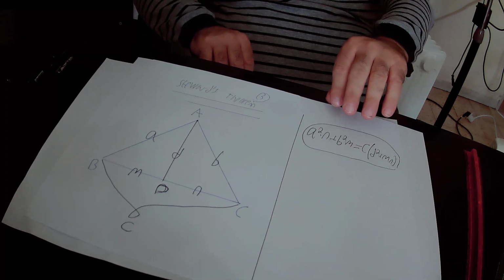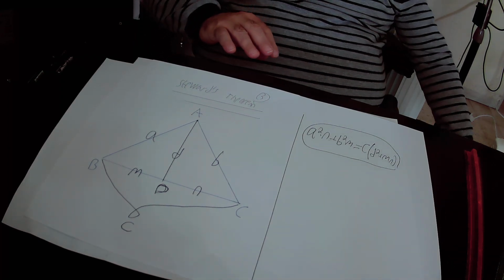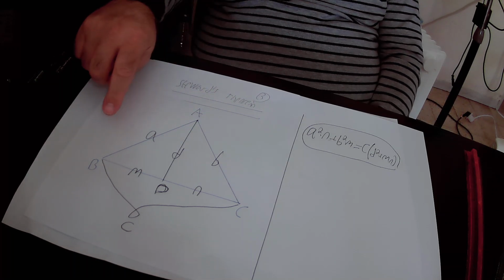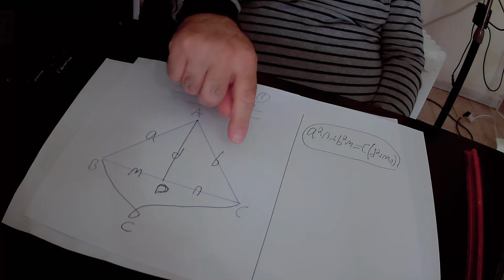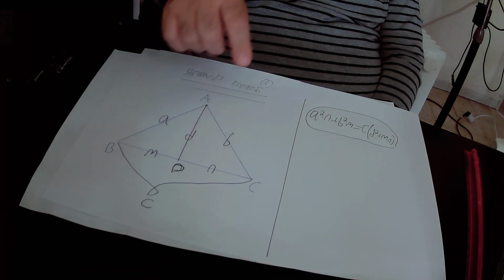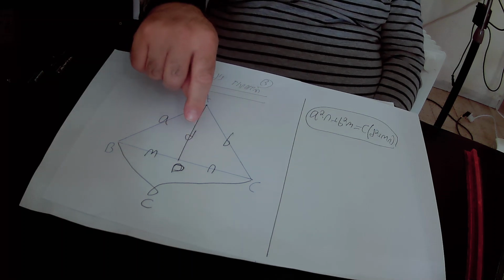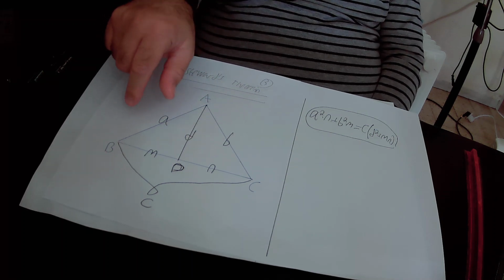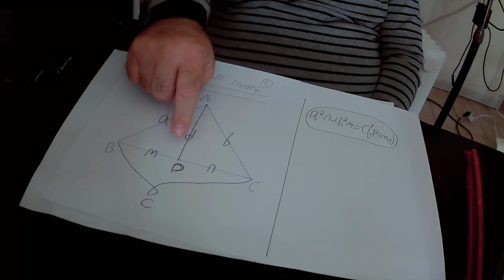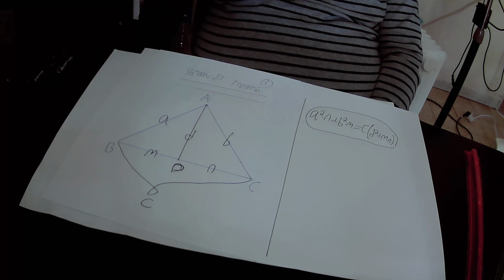According to Stewart's theorem, which is true in any triangle, here triangle ABC could be any triangle. The length of side AB is A units. Side AC equals B units in its length. And finally, side BC equals C units in its length. Line segment AD equals D units, line segment BD equals M units, and line segment DC equals N units in its length.